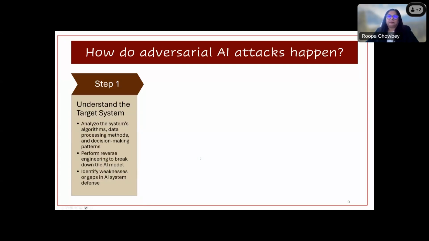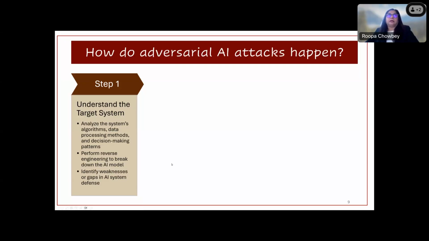The first step for a malicious actor would be to understand the AI target system by investing time and resources to understand the underlying algorithms, especially the decision-making patterns. It's important to state that this is usually not a short-term investment. We see that threat actors usually are dormant for about a year or so in the target AI system to gain this type of understanding. Perhaps the actor also performs reverse engineering and identifies gaps and weaknesses in the AI system to gain that additional information.